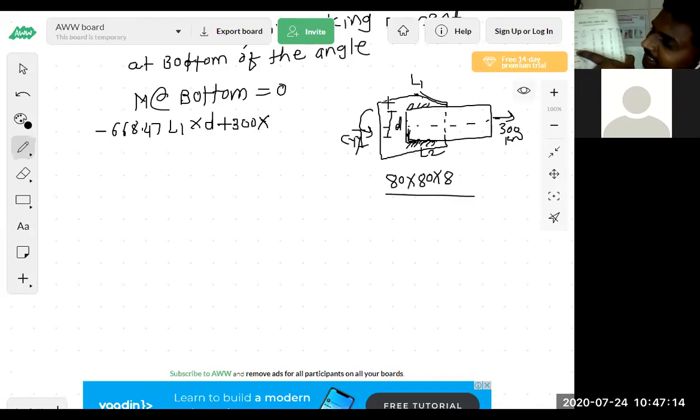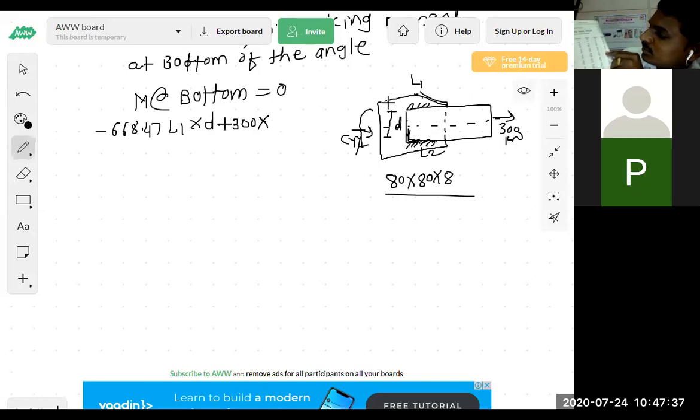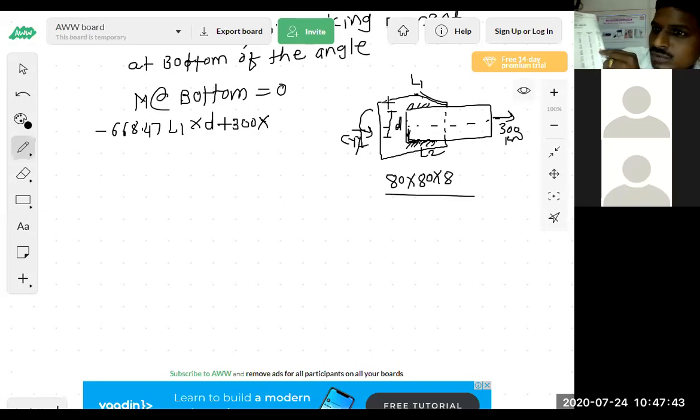section is given, ISA 80 by 80 by. So thickness having 6 mm, 8 mm, 10 mm, 12 mm. So we have to take 8 mm thickness. For 8 mm thickness, they have given cross sectional area in the second column, weight in the third column, and center of gravity in the fourth column. That is 2.27 in centimeter. So we have to convert into mm, 22.7 for this angle.